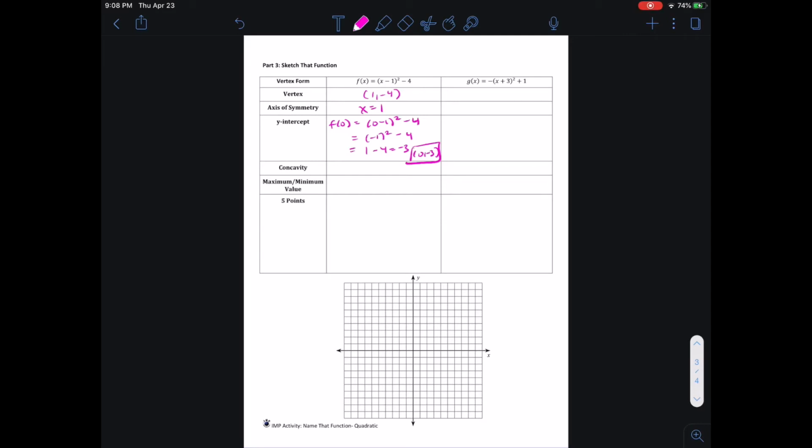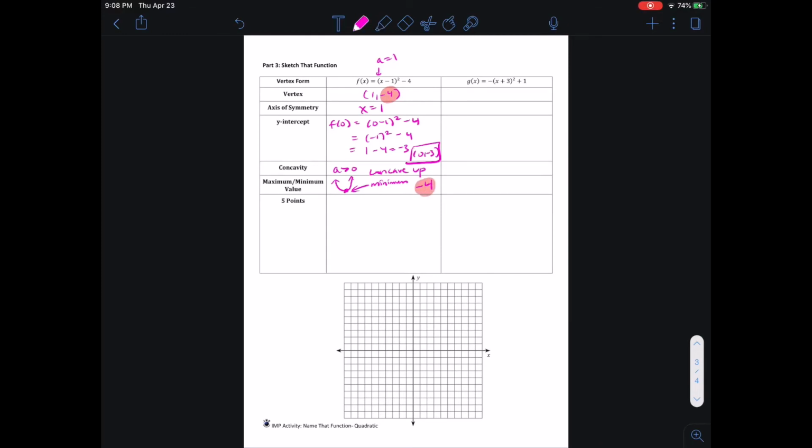For my concavity, because my a value is positive, keep in mind my a value in this case is just 1, right? There's the 1 in front of the parentheses when there's no number there. That tells me this is going to be concave up. And I know that when a graph is concave up, it's going to look something like this, which tells me that I'm going to have a minimum value right here. And if they ask you for the minimum value, it's always going to be the y-coordinate of the vertex. Right, so it'll be this.